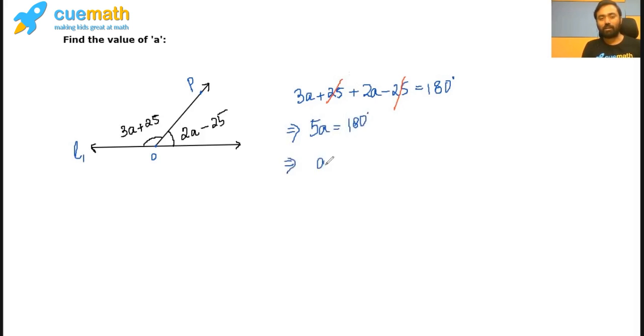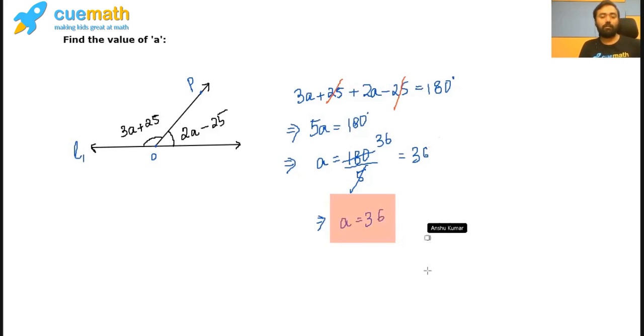In the next step, A equals 180 over 5, which we can cross out. So 5 3s are 15 and 5 6s are 30. So 36. So we can conclude from here that the value of A is 36. So you might be given a question like this, where you'll have to find the value of the unknown or the variable of the question. And you will have to then use the properties, the definitions, the concepts which we have discussed now to answer a question like this.